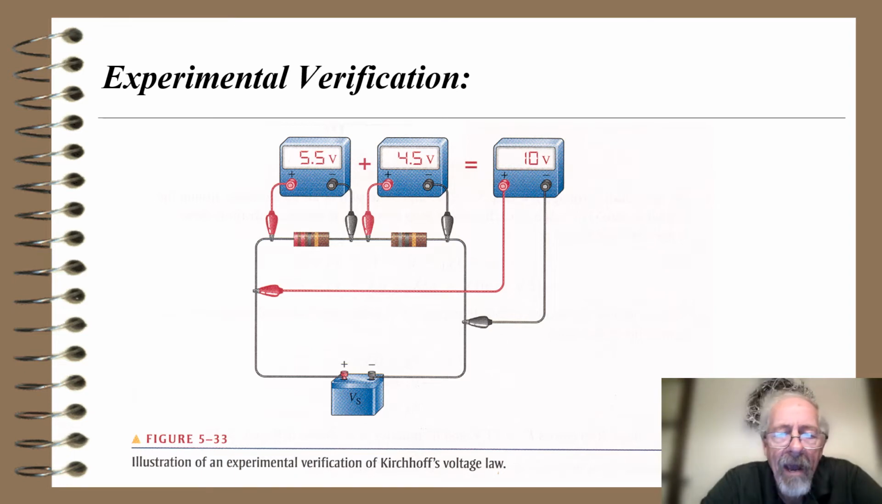So here's another little graphic that shows a battery, some V sub S, and it turns out that V sub S is 10 volts because that's what the meter on the right tells us. Then we have 2 resistors of unequal value, so I get 5.5 volts across one and 4.5 across the other, which adds up to the 10 volts of the source. Now, by the way, an interesting fact here is in this series circuit, what have I done?